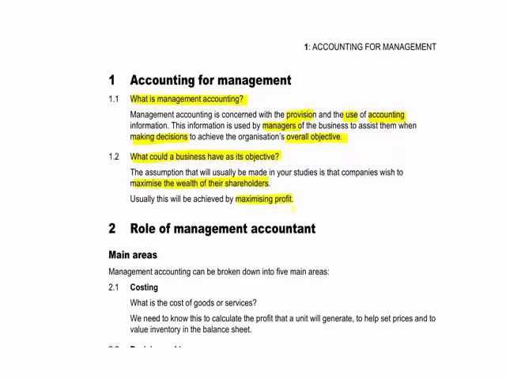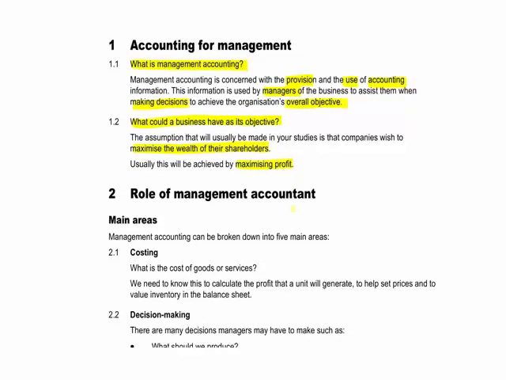And how do the management accountants help with this? Well, there are 5 different areas that they are going to be involved in: costing, decision making, planning, control, and performance evaluation.